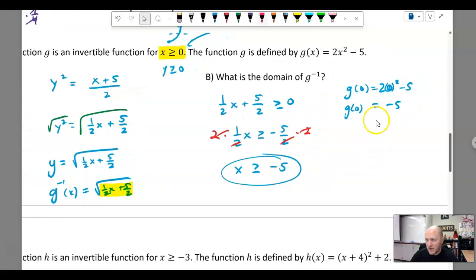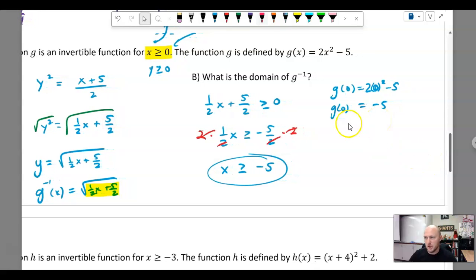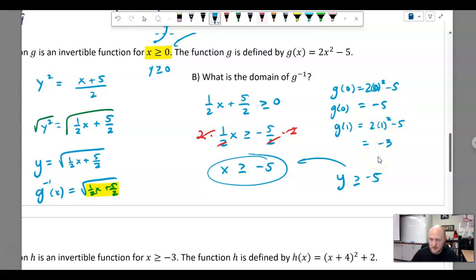Okay, and if you're ever unsure, you could plug and chug another g value. So what's g of 1? If I plug this in, 2 times 1 squared minus 5 gives us negative 3. So you know that y is greater than or equal to negative 5. That means for our inverse, the domain value is greater than or equal to negative 5.